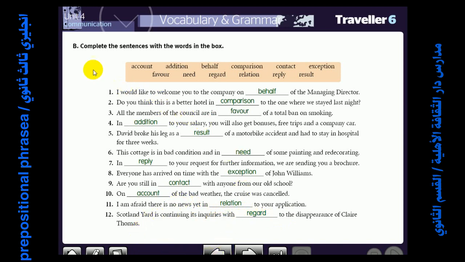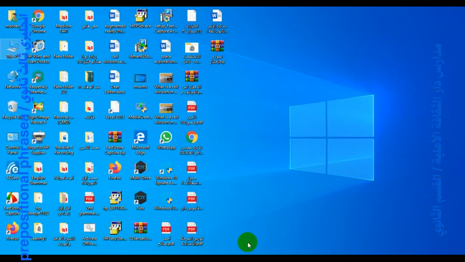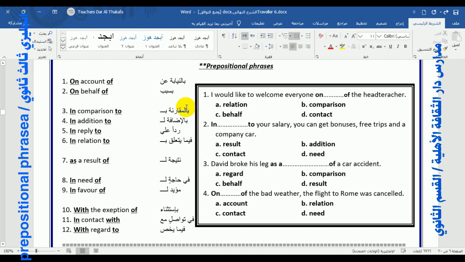So here is the word, or the preposition plus noun plus preposition. The prepositional phrases, as I said before, حرف جر, noun, حرف جر. Okay, if you go to the page on the word here, you're going to see: I'd like to welcome everyone on behalf of the head teacher بالنيابة عن. So relation, on, off. So on off: on account of or on behalf of. Yes, what's your answer? Relation, comparison, behalf, or contact.